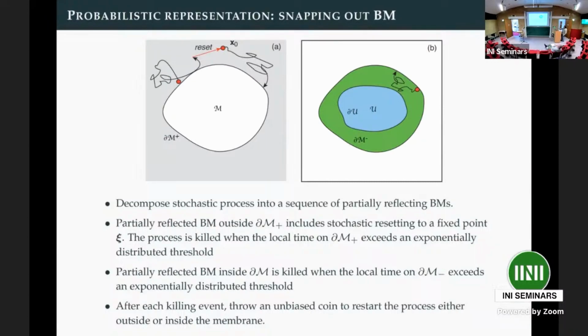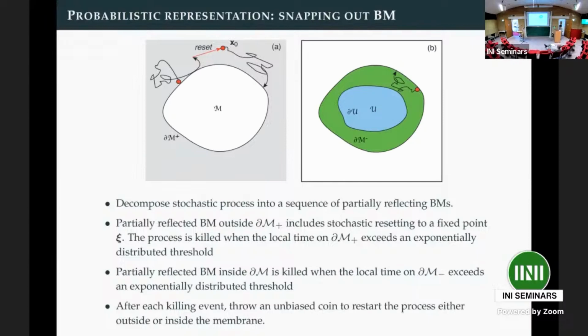Inside, I have no resetting, but I do have the possibility of terminating once and for all because of absorption. By doing this, I can now generalize things further by taking the threshold probability for killing the process at each round of partial Brownian motion using a non-exponential threshold. So the whole counter-based theory can be applied to this quite complicated screening problem with resetting.